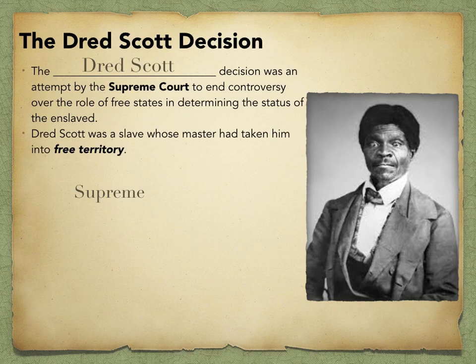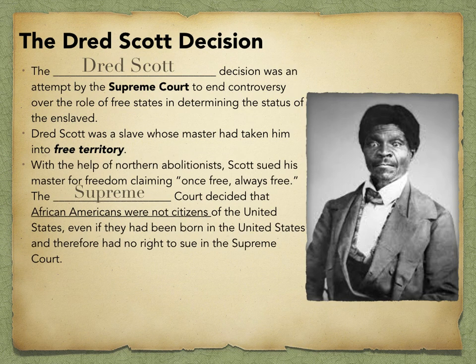Dred Scott was a slave, again, whose master had taken him into free territory. So with the help of other Northern abolitionists, Scott sued his master for freedom, claiming he was once free, he was always free. So if you're on free soil, I'm always free. The Supreme Court basically gave a slap in the face to abolitionists and African Americans.